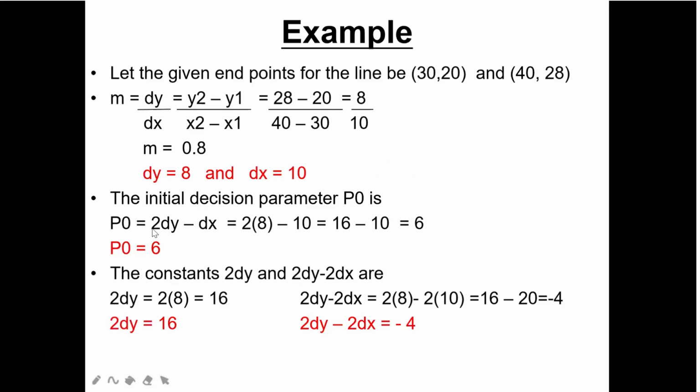Okay, so from there we are just utilizing these formulas to find out the exact next pixel value. So here dy value is 8. From here you have put it. So 2 into 8 is 16 minus 10. So 6. So the p0 value you got is 6.